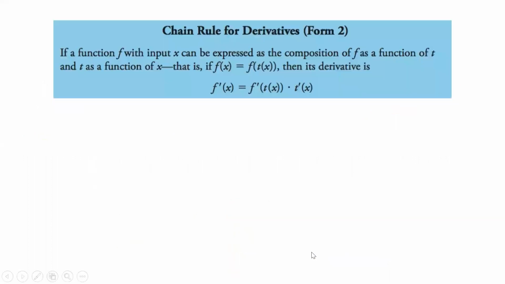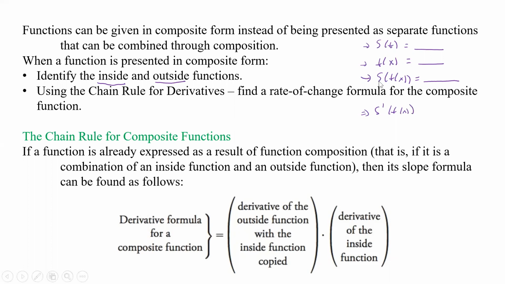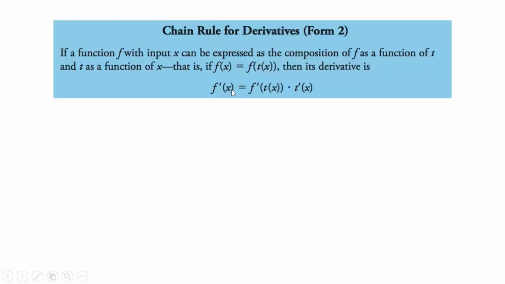Okay, and so let's see what it looks like in our normal way we look at our definition. So if a function f with input x can be expressed as a composition of f as a function of t and t as a function of x, that is, f of x equals f of t of x. So kind of like what we did here, s of t of x, except we used s instead of f. Then its derivative is f prime of x equals f prime of t of x times t prime of x.